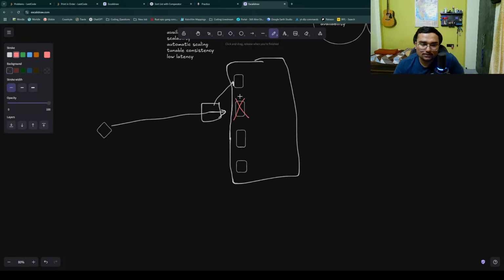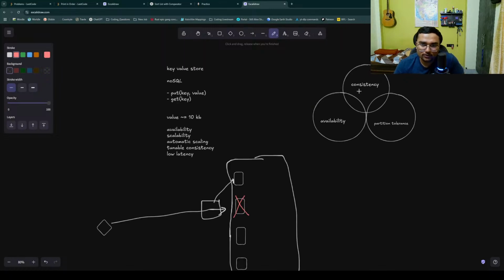Now, since we talk about consistency, right? It should return the same data no matter which node we are trying to get it from. So there should be some syncing between these nodes, right?